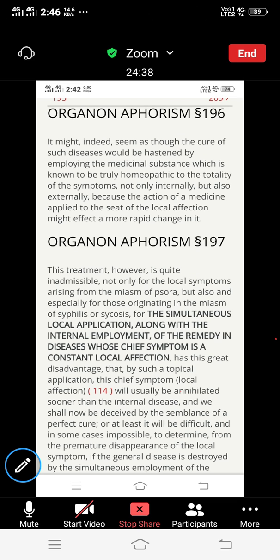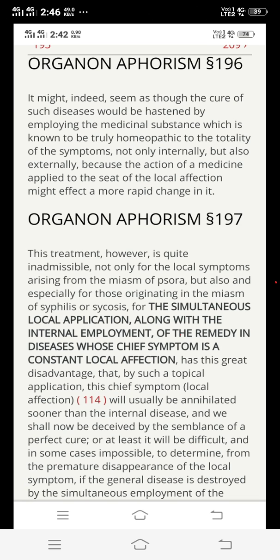If the general disease is destroyed by the simultaneous employment of the internal medicine. So this is aphorism number 197, and it explains the application of medicine internally as well as externally. It is inadmissible, meaning it is not accepted. So what is given in aphorism number 196 is not accepted in aphorism number 197.